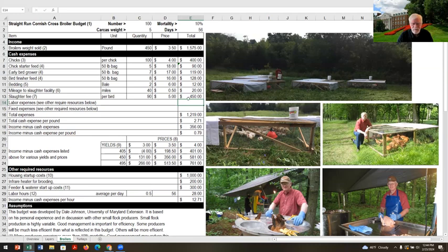So, it looks quite a bit like a layer budget, but the big difference is the time frame. And it really is a different production system here. Now, if I had it to do over, I might have a similar system to my layer system with the electric fencing. These are the Salatin type coops that Joel Salatin made popular.